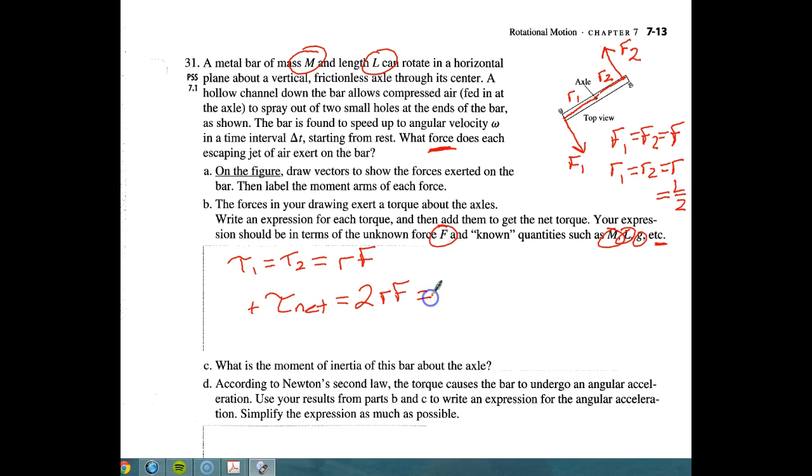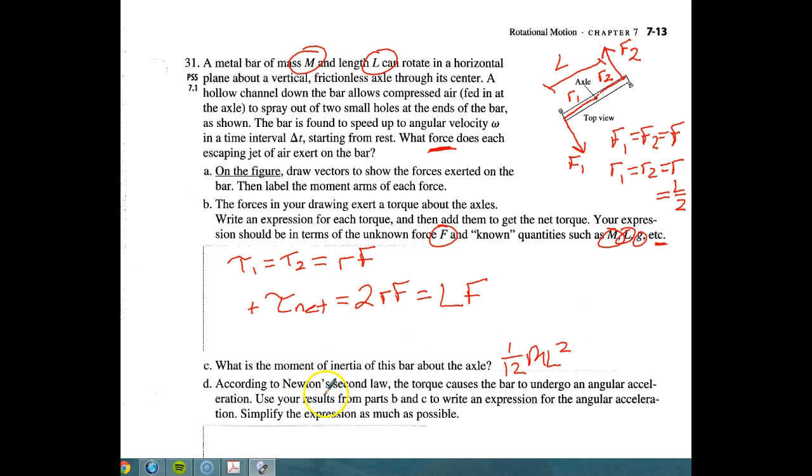but we do have something that would be 2 times R, and 2 times R is the length of the whole thing, and that's one of the things that they told us we could use. So we're going to just say that this is L times F. Next one says, what is the moment of inertia of this bar about the axle? And the only thing you can do here is look it up, and that would be 1/12 of m times L squared. So that makes it pretty easy.